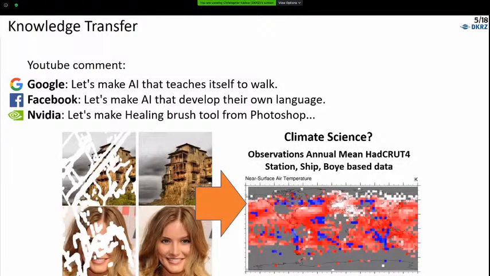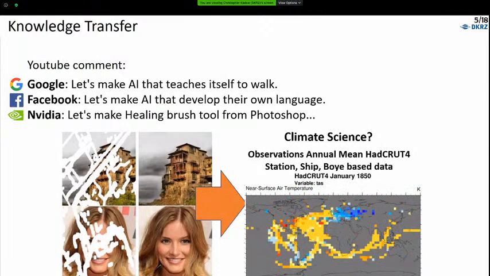So what you see now on the right side is an observational file, the annual mean of HadCRUT, one really important climate data set, which goes back to 1850, which is a mixture of station, ship, and buoy-based data. And you see 2018 here. So this is the annual mean. If a monthly data point is missing, then it gets a gray box. So this is 2018. If you go back to January 1850, the picture looks like this. You see a lot of land points are missing. You have some shipping routes there.